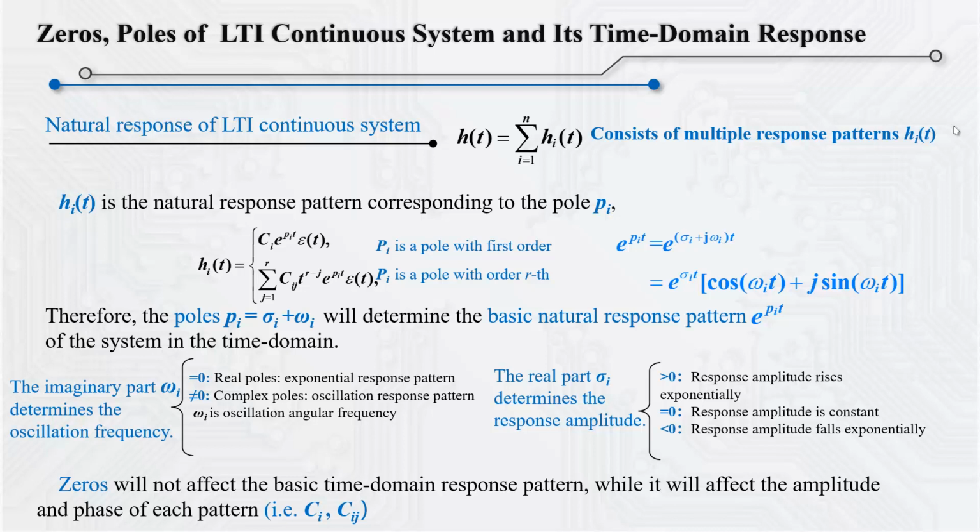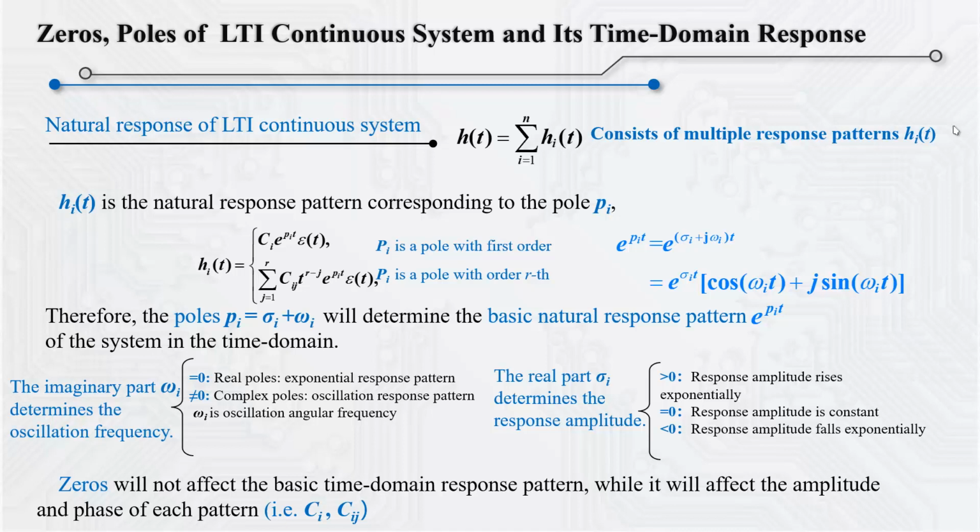The real part and the imaginary part of this pole will respectively affect the magnitude and frequency of natural response in time domain. To be specific, the imaginary part, omega I, will determine the frequency of time domain response. If omega I is 0, which means the pole is a real number, its natural response will be a real exponential pattern. If omega I is not 0, we'll get an oscillating response pattern.